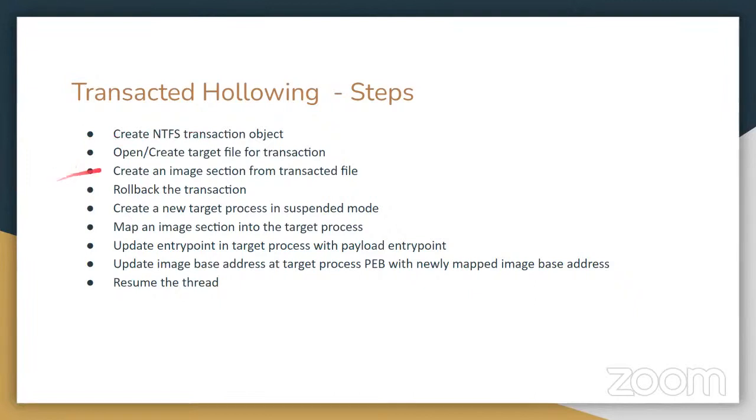After that, we will open the target file for the transaction and we will write our payload into this transacted file. Once we have written our payload into that transacted file, we will create an image section out of it. After we created the image section, we do not need the transacted file, so we will just roll back the transaction, which will completely remove the file from the NTFS system.